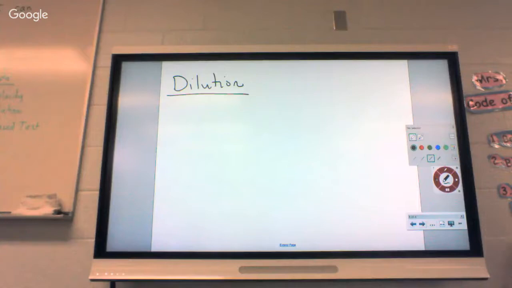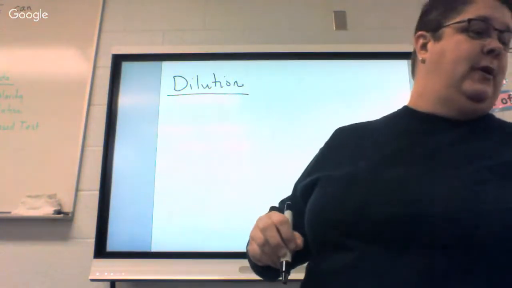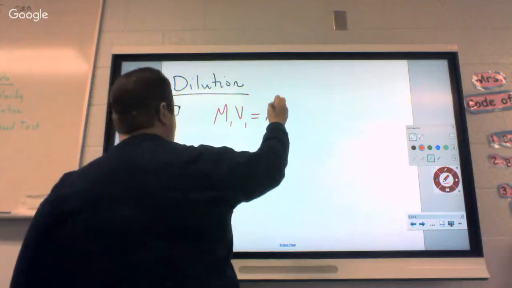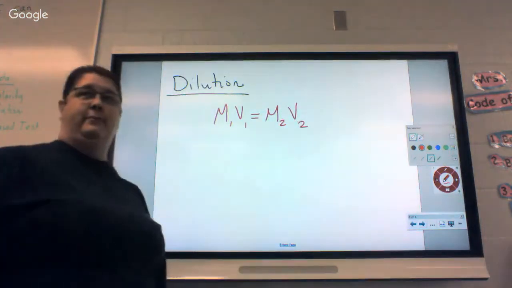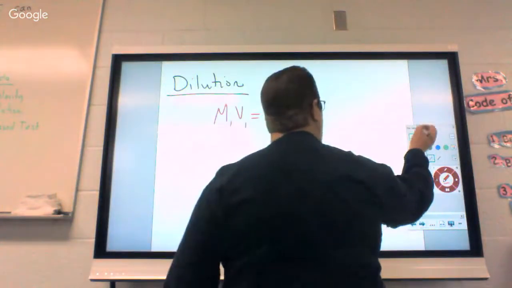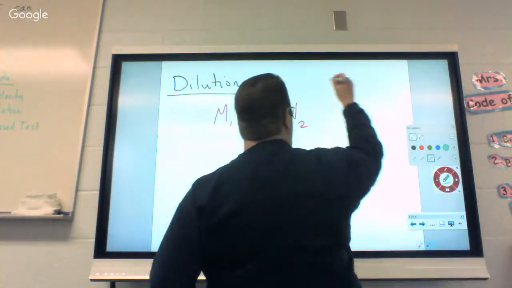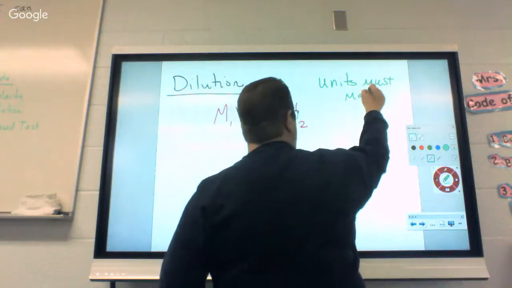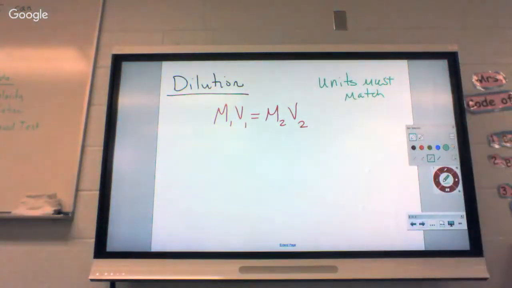So, what is the dilution formula? Again, on the sheet, don't have to memorize. M1 V1 equals M2 V2. M stands for what? And V stands for? Works just like the gas law. The only thing you have to remember here is the units must match. It doesn't matter if you do this in liters or milliliters. It's just like the gas laws when we did Boyle's law and Charles' law. They just have to match. The volumes have to be in milliliters, or the volumes have to be in liters.